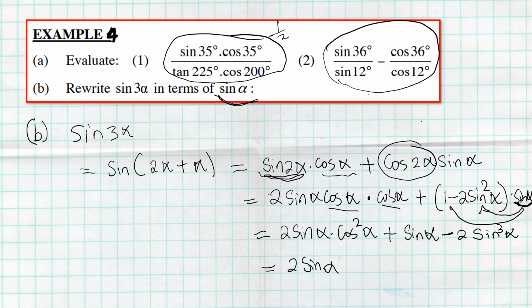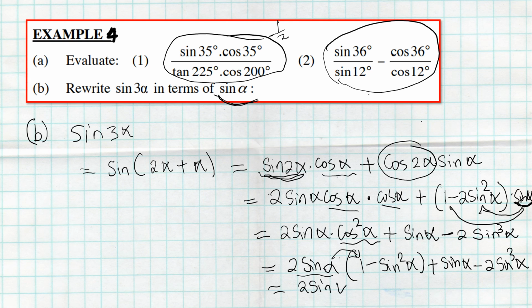We are just only left to change this so that all these things can be expressed in terms of sine alpha, right? So we need to change this one. We know the rule cos squared alpha is the same as 1 minus what? Sine squared alpha, right? We have plus sine alpha minus 2 sine exponent 3 alpha. Okay, so let's remove the bracket by 2 sine alpha here to multiply with 1. It will be 2 sine alpha.